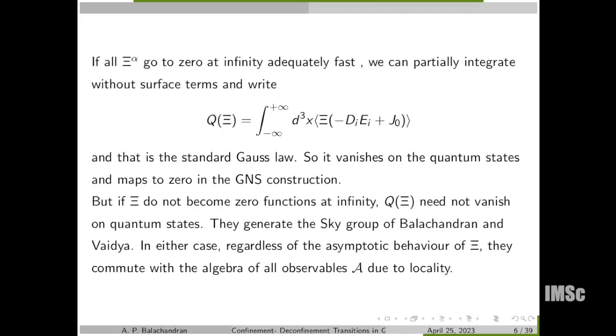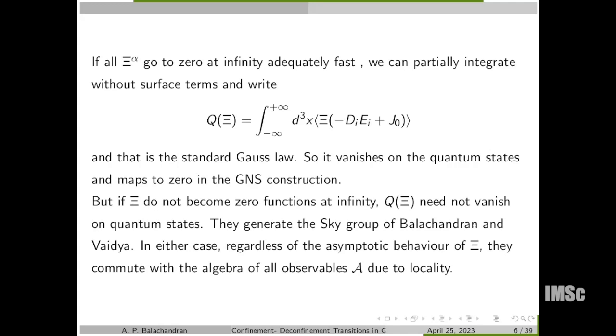One point to notice is that even though Q of chi is not a Gauss law generator when chi doesn't vanish at infinity, because of locality, because these observables are involved in a generator from local fields, they are creating test functions locally. The effect of the commutator of Q chi on an observable only depends on the local behavior of chi. So this Q chi, even though it may not vanish as an operator like a Gauss law, nevertheless commutes with all the local observables. So this object commutes with all local observables and performs gauge transformations, but they are not the standard gauge transformations because the gauge functions do not vanish at infinity.